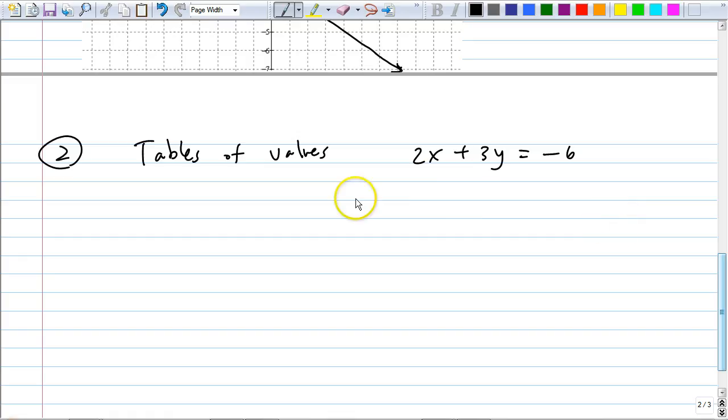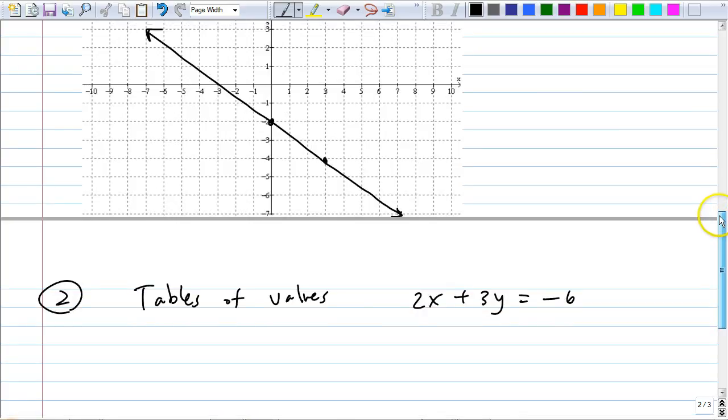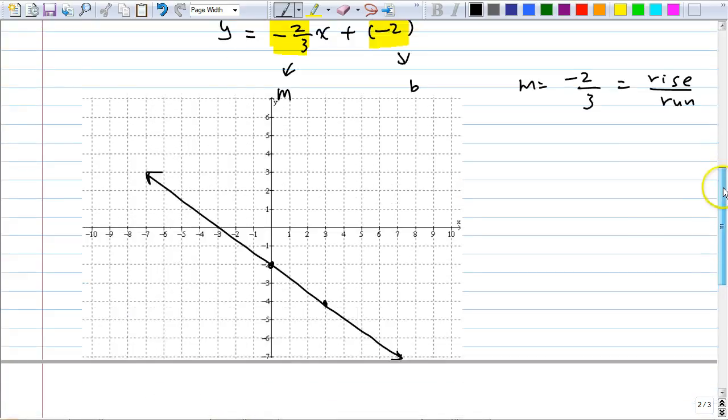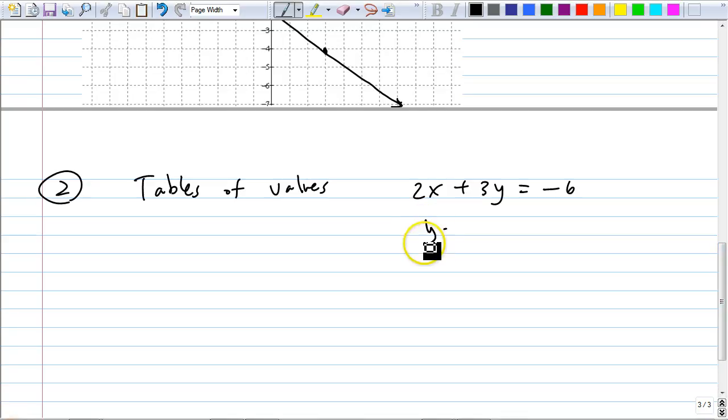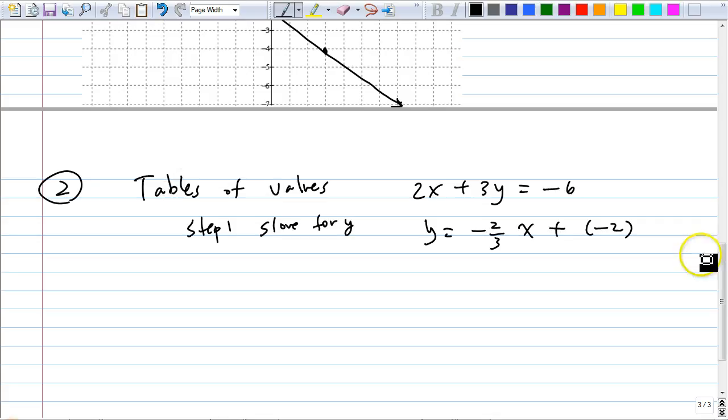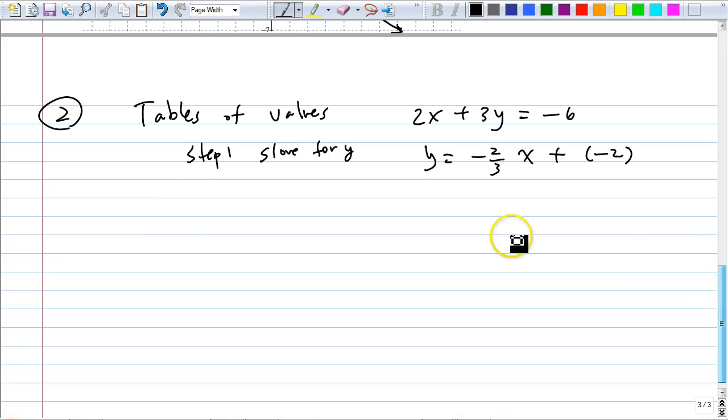And you guys remember what we got before? We don't have to do the same exact thing again, so we could go back and see what it was. It was y equals negative 2/3 x plus negative 2. So you do the same exact thing. Step 1, solve for y, just like the first method, slope intercept form. So after we do this, we make a table.